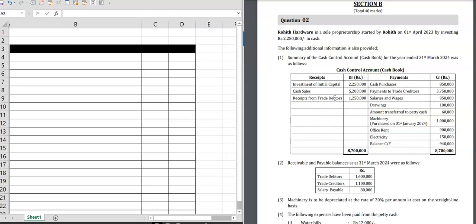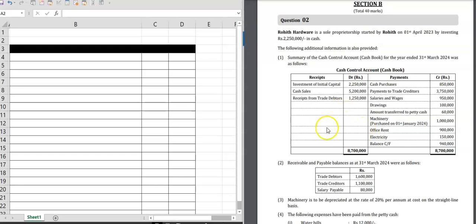So the technique to do it very fast is that whatever transactions are coming in the receipts will come in the credit side of the trial balance, and whatever transactions are coming in the credit side of the cash book will be coming in the debit side of the trial balance. So that is the first thing that you need to do.